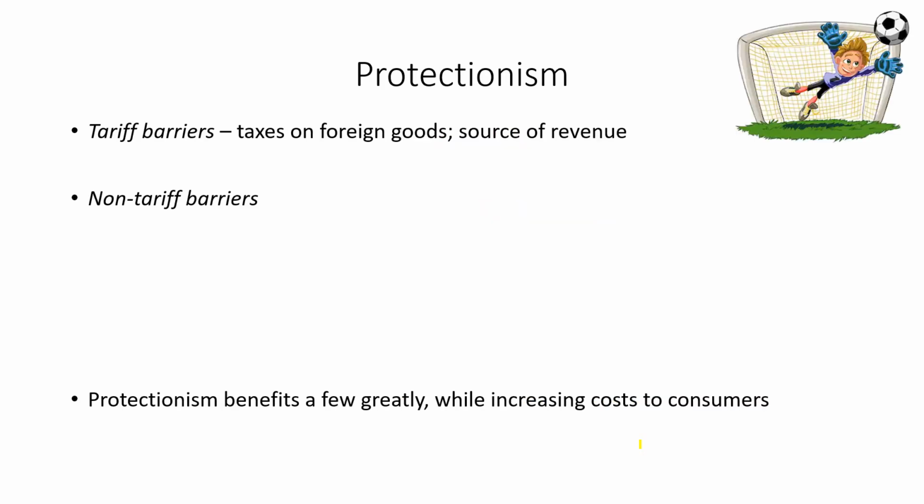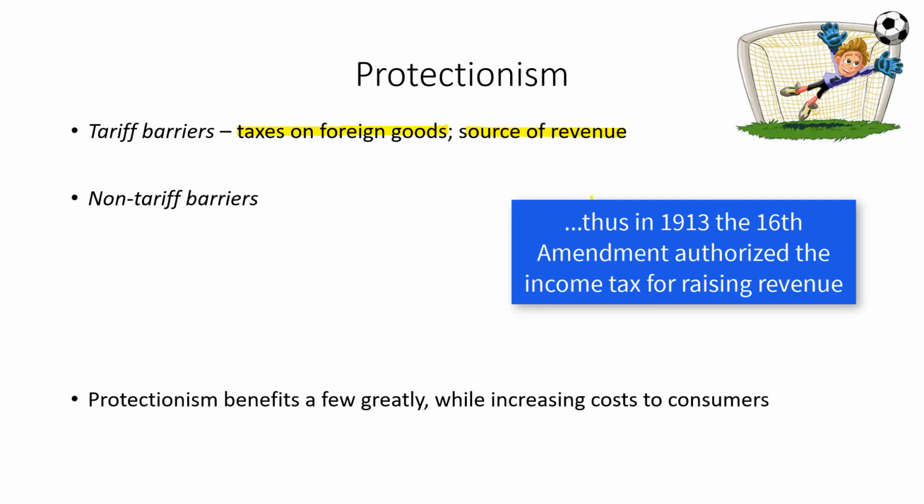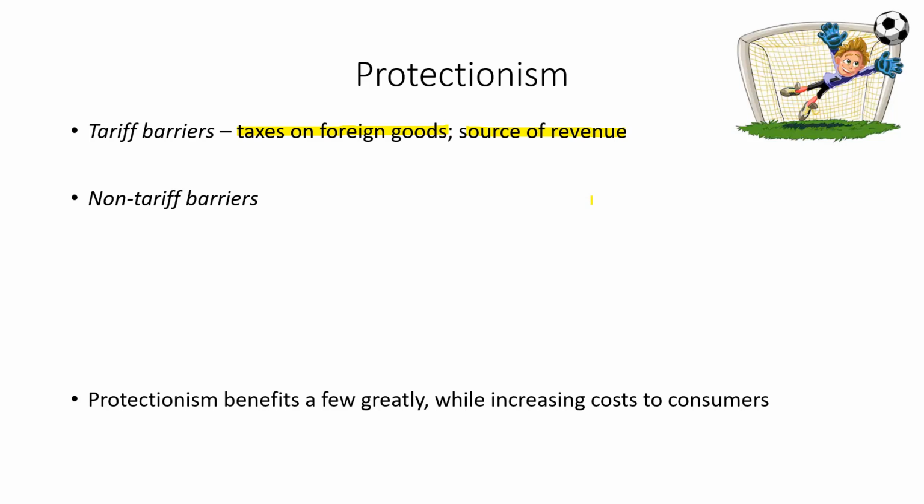Some more forms of protectionism are tariff barriers, taxes on foreign goods. That's a source of revenue. Prior to the 1900s, tariffs were the biggest source of revenue for the federal government. But as we said, when we made that transition, as we became an economic powerhouse, we wanted to open up our economy so that we could sell products to the rest of the world. So we had to lower those tariff barriers. Therefore, tariffs now on the global system are considered somewhat of a distortion of prices.